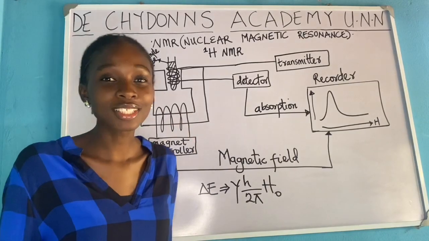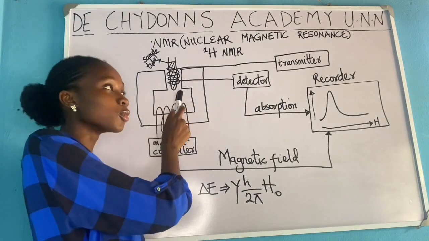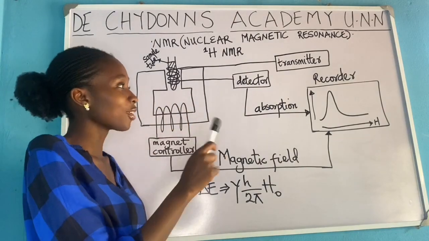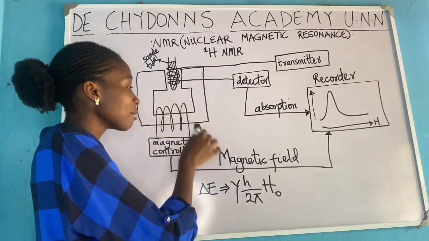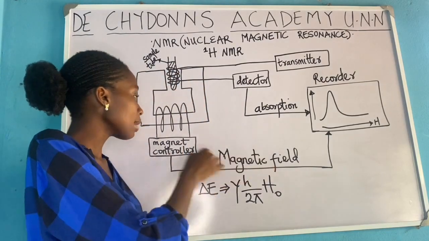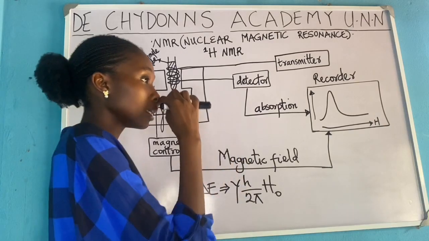This is the regular NMR setup, and over here we have your sample that will be inside the sample tube. Please forgive my drawing, I know it's very fine, just like me. You have the sample tube here, you have a magnetic controller, and you have a magnetic field which you use to induce the current, the frequencies.